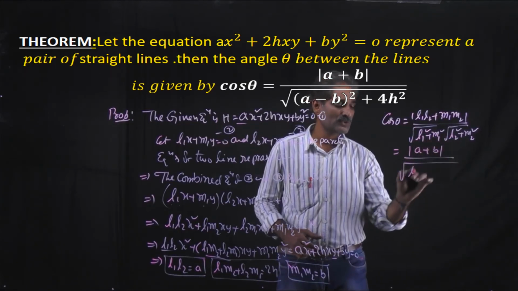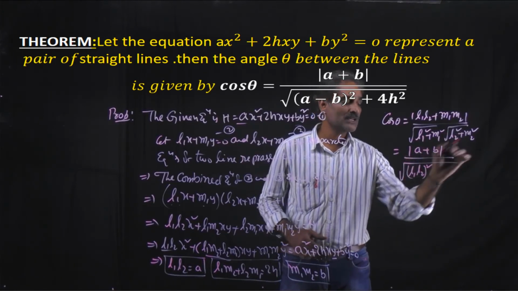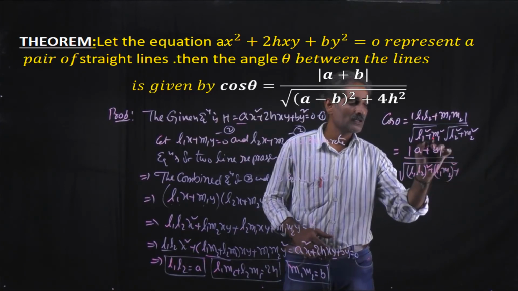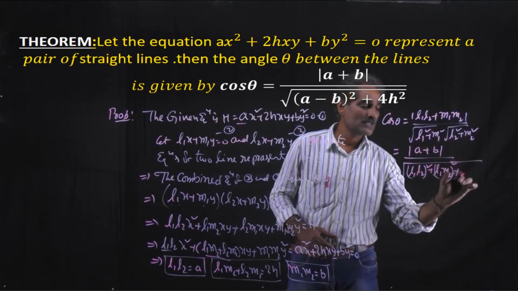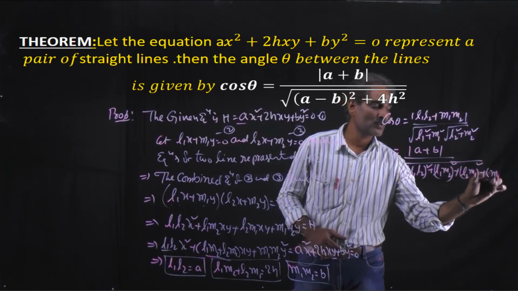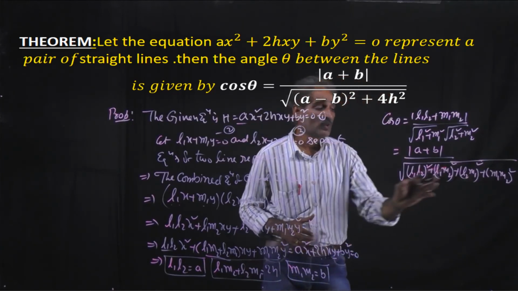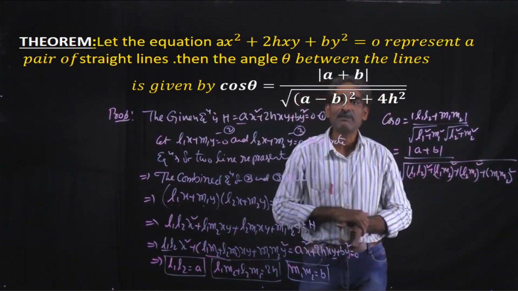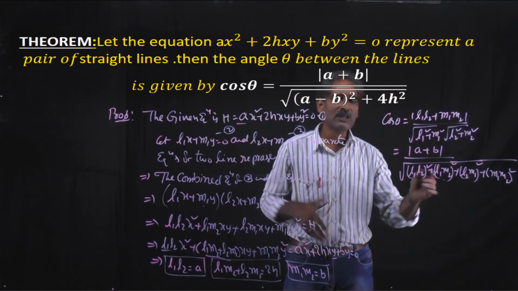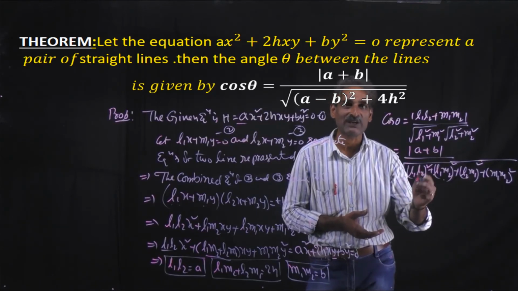L1 square, L2 square, L1, L2 whole square, L1 square, M2 square, L1, M2 whole square, M1 square, L2 square means L2, M1 whole square plus M1, M2 whole square. We have to change this into root of (a minus b) whole square plus 4h square. This is a, this is b. What about (a minus b) whole square? Required minus 2ab. That means minus 2 L1, L2, M1, M2.